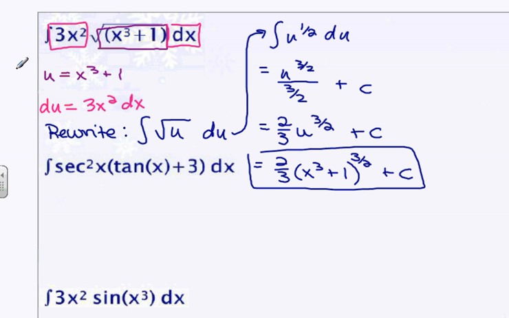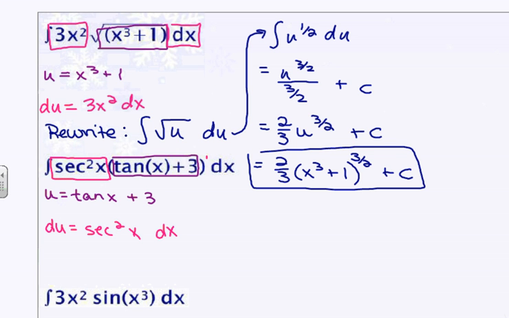As long as you recognize that, we know that everything here in parentheses is going to be our u. So we'll label u as equal to tangent of x plus 3. And then when we take the derivative of u, we get secant squared, and the derivative of 3 is just 0, so secant squared of x dx. And if we look back up at our integrand, secant squared x dx was exactly what was left over in the problem. So we have our u and we have our du. All right, so now we'll go ahead and substitute in or rewrite.